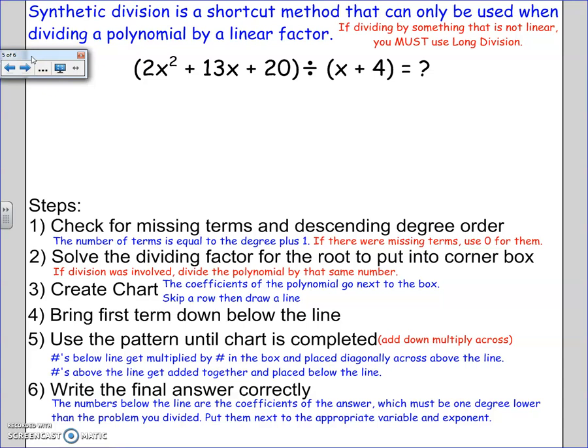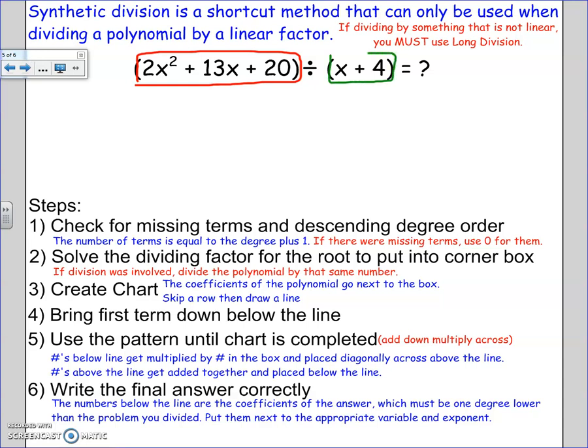The first one is check for missing terms in descending degree order. What I mean is, look at the polynomial we're dividing. The degree is 2. The number of terms is always 1 more than the degree. So 2 plus 1 is 3. There should be 3 numbers there. There's the x squared term, an x to the first term, and a constant term. So that's good. If one of those is missing, I have to put a 0 for it, which will be on a different example. Also make sure you're going in descending order, from x to the highest power, followed by the next highest power, all the way to the constant. That's step 1, done.